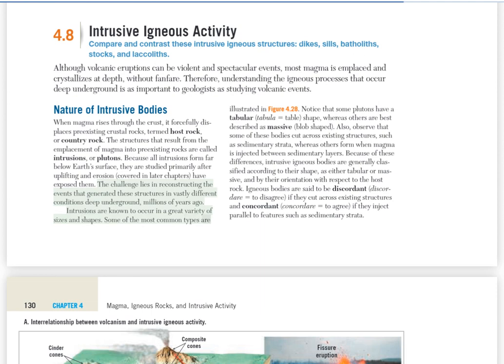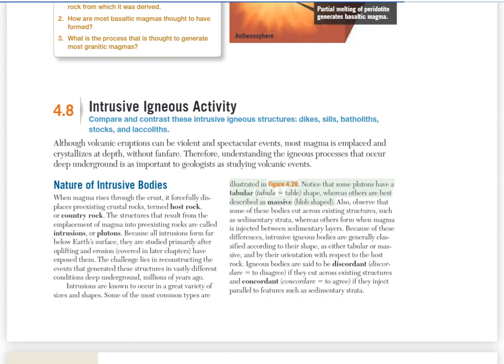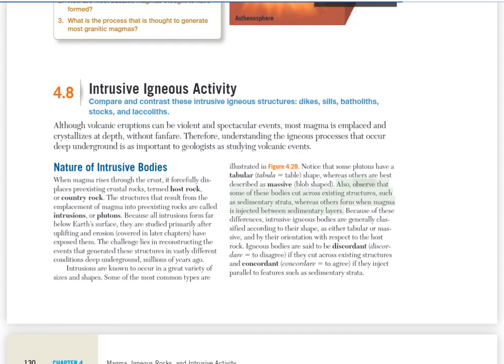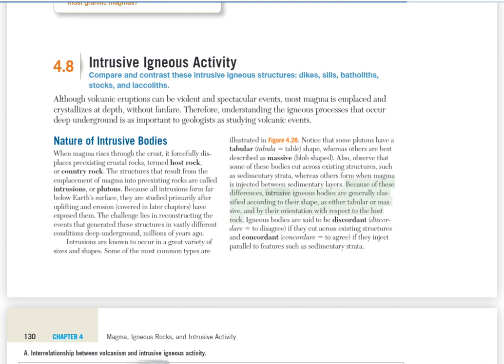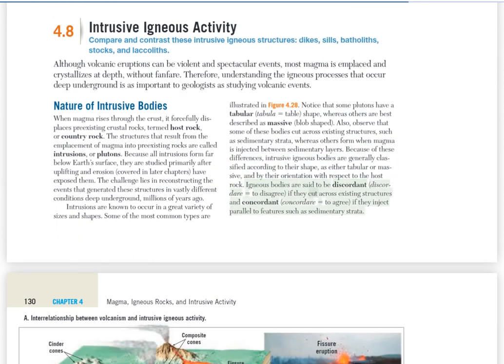Some of the most common types are illustrated in Figure 4.28. Notice that some plutons have a tabular shape, whereas others are best described as massive. Also, observe that some of these bodies cut across existing structures, such as sedimentary strata, whereas others form when magma is injected between sedimentary layers. Because of these differences, intrusive igneous bodies are generally classified according to their shape, as either tabular or massive, and by their orientation with respect to the host rock. Igneous bodies are said to be discordant if they cut across existing structures and concordant if they inject parallel to features such as sedimentary strata.